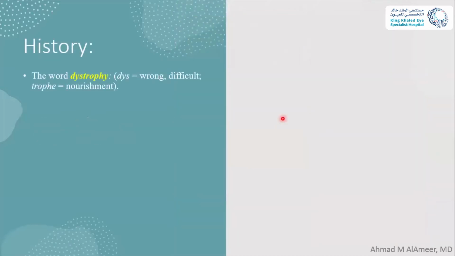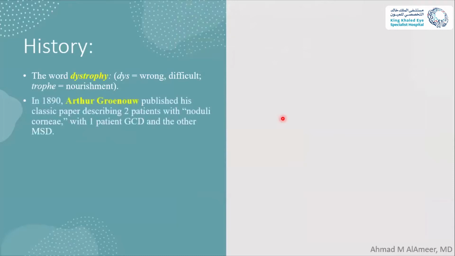So the word dystrophy is derived from the Greek. Dys means wrong or difficult, trophy means nourishment, so it's a malnourishment. In 1890, Arthur Gronau published his classic paper describing two patients, and he called that finding noduli corneae. Later on, one patient had granular corneal dystrophy and the other one macular corneal dystrophy. The old name of granular corneal dystrophy was Gronau type 1, and macular is Gronau type 2.